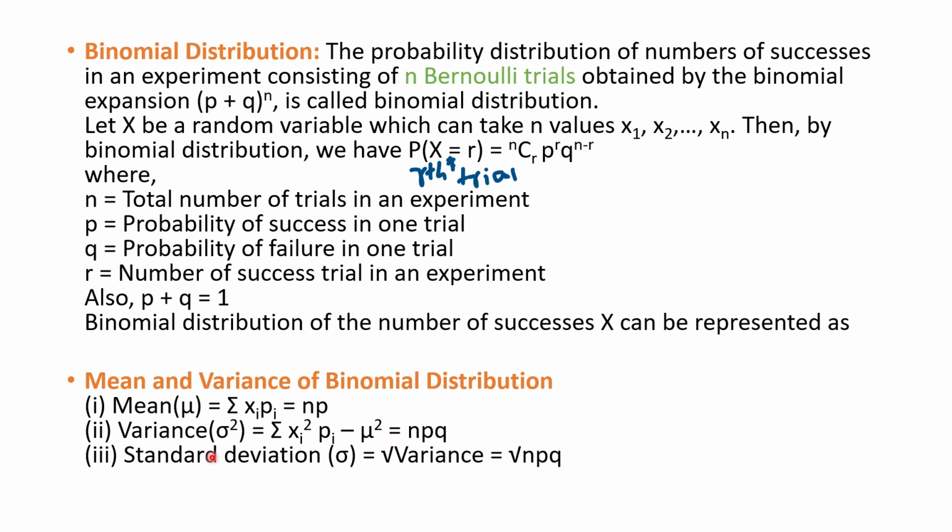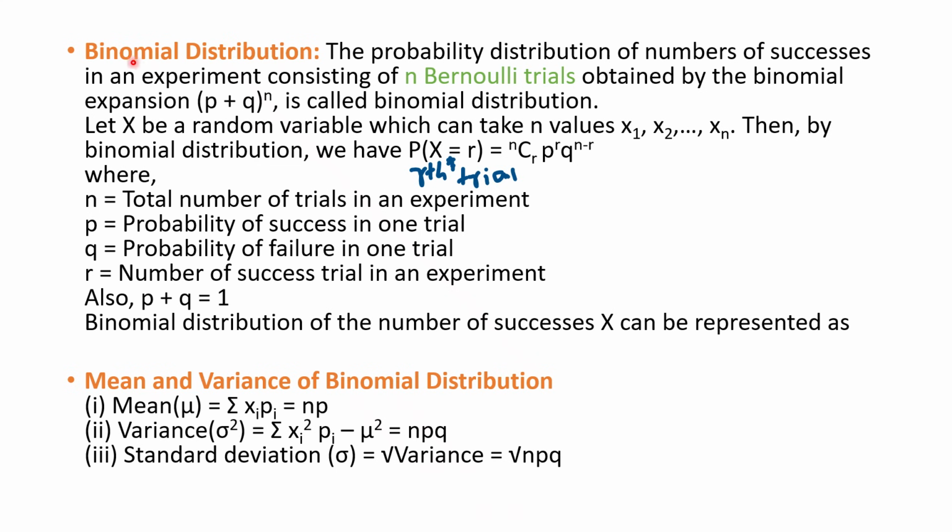Okay, and before that, just now we have discussed the mean, summation xi into pi, that is np. Okay, variance is sigma square, that is summation x square into pi minus mu square, that is also called npq. Standard deviation is sigma, that is the square root of variance, that is the square root of npq. This I wanted to write there, but I have not written. I have written it at the last. So please bear with me.